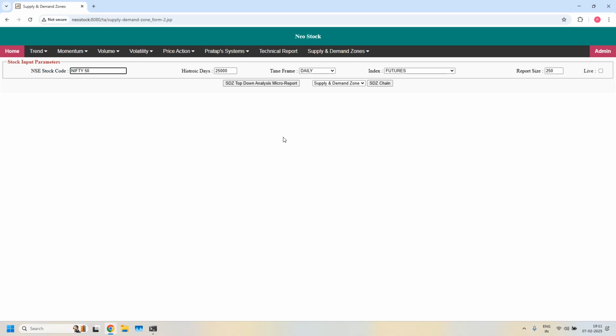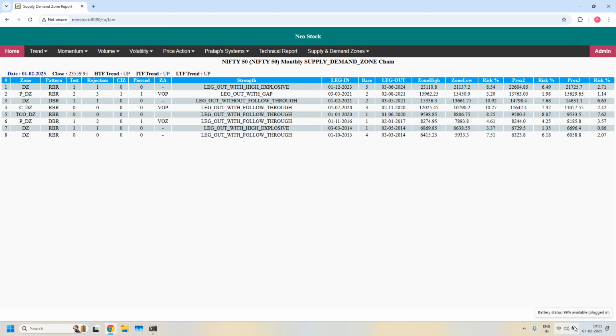Let's start with NIFTY. Starting with monthly time frame, generating monthly supply demand zone chain for NIFTY. So this is NIFTY monthly supply demand zone chain. Always look into the zone column to find the high liquidity zones. Look into the pierced column to find the pierced zone. Always look into the LTF trend to find the trend of the current time frame you have selected. Apply the same rules to the remaining supply demand zone chain reports.